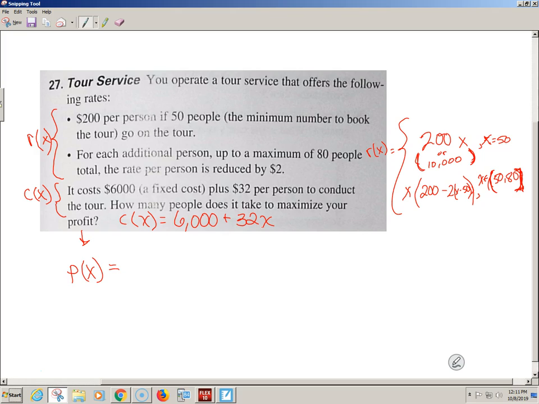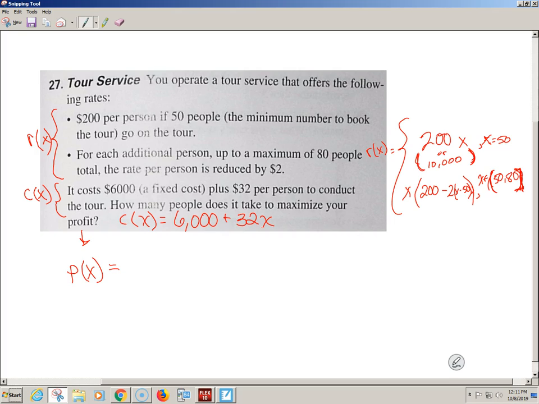Can you read my piecewise function? Why is it x times? Isn't that the rate per person? Well, what is the rate? It starts at 200. But for every person you have over 50, you get to decrease $2 per person. So if you have 51, everybody only pays $198. So you only have one of those $2 discounts. If you have 60, now everybody gets $20 off. If you have 80, I get $60 off per person. Do you see it? Yes.